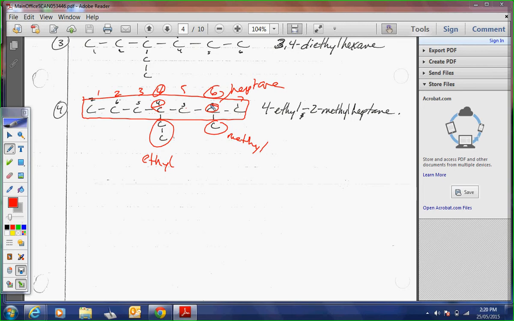So this is on carbon 4, this is on carbon 2, and I'm going to write the names alphabetically. So ethyl gets written down first before methyl, because E comes before M in the alphabet. So, 4-ethyl, because of the alphabet, 2-methylheptane. Oh, and by the way, this is always one word. See that? There's never a space there. Ethylheptane, one word. Methylheptane, one word. Okay?